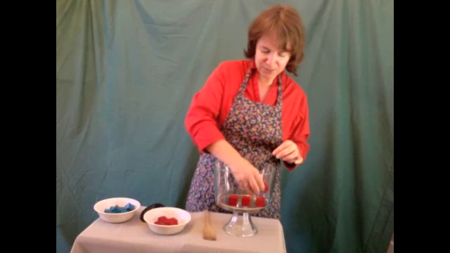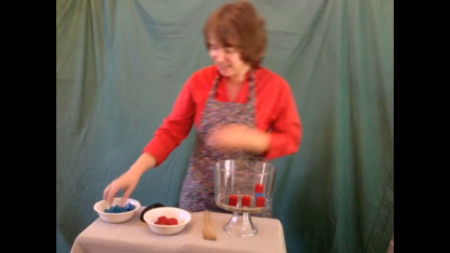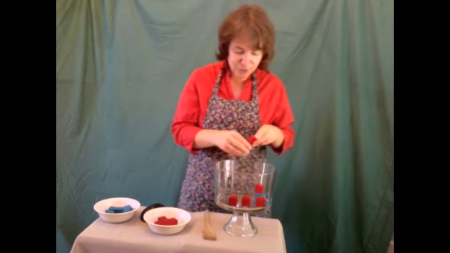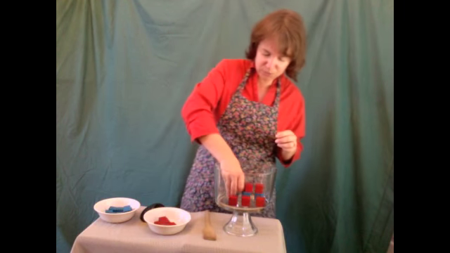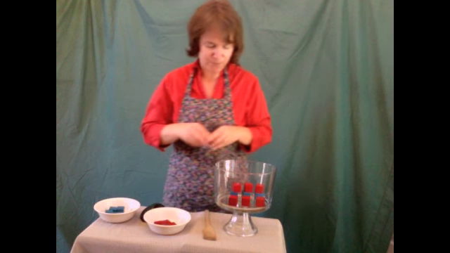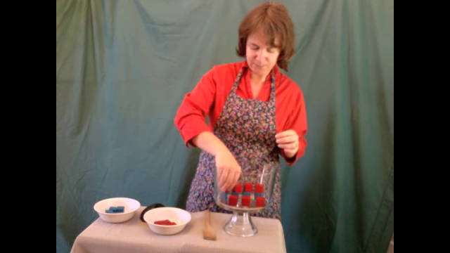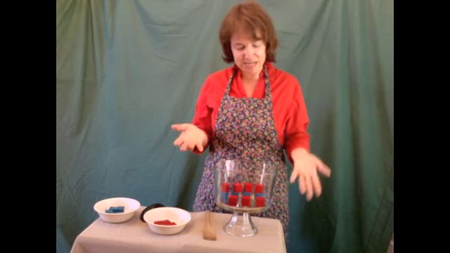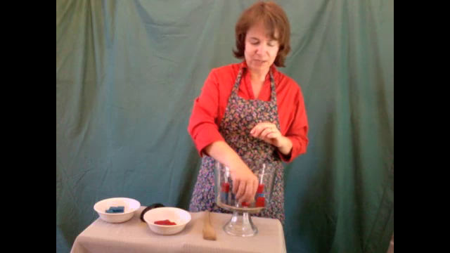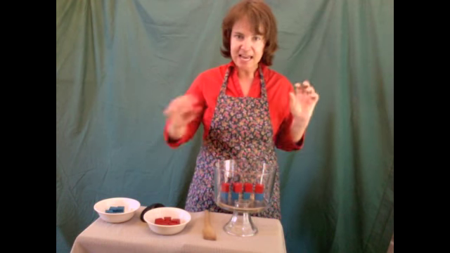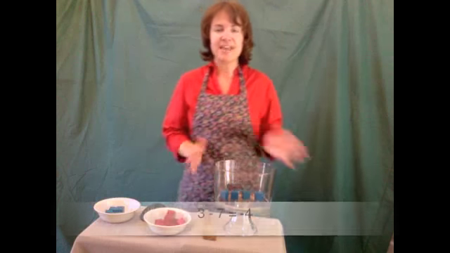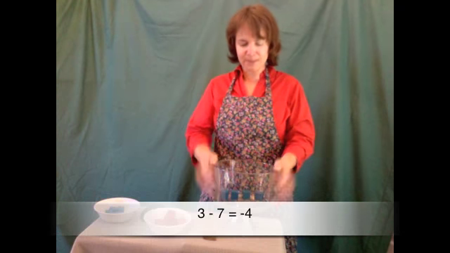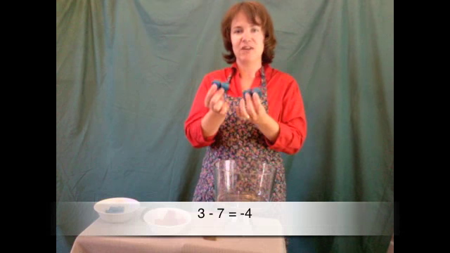So I can go ahead and put them in there, and I need to take away 7, and so I already have 3, so I'm going to add 4 more 0 pairs, which includes both a cold cube and a hot cube here. And now I can take away 7. I can take away the 3 that were originally there, and I can take away the 4 more, and that makes a total of 7. And the answer to my problem is -4.